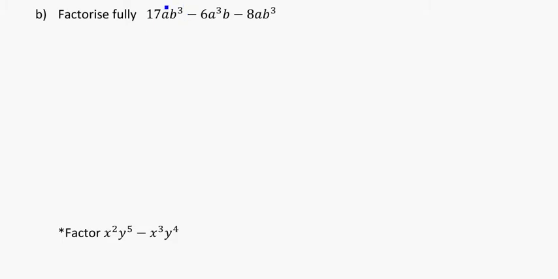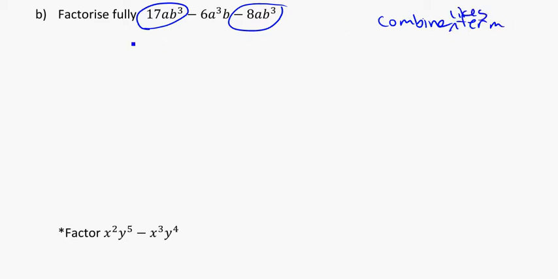So we've got 17ab^3, and we have minus 8ab^3. Now these are like terms because the a's both have a power of 1 and the b's both have a power of 3. So my first step here would actually be to combine the terms, if I can. It won't always happen, but in this case we can combine the like terms. So 17 minus 8 gives us 9ab^3, and we're left with this term, 6a^3b.